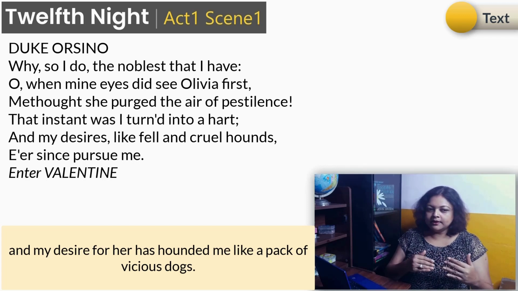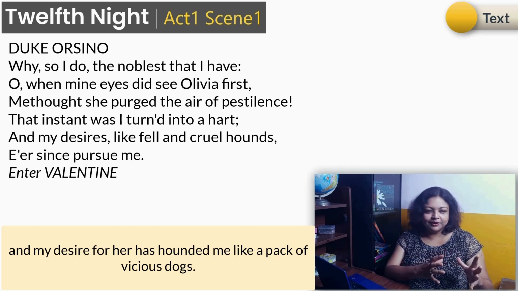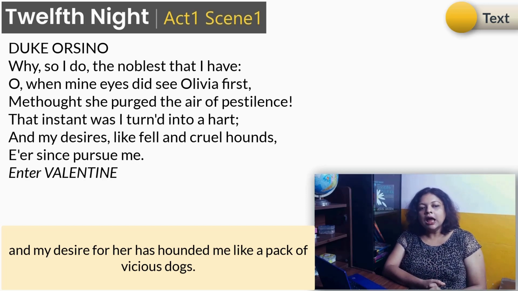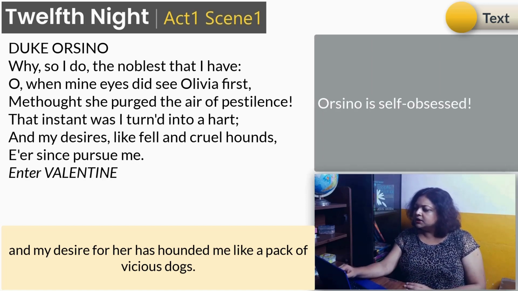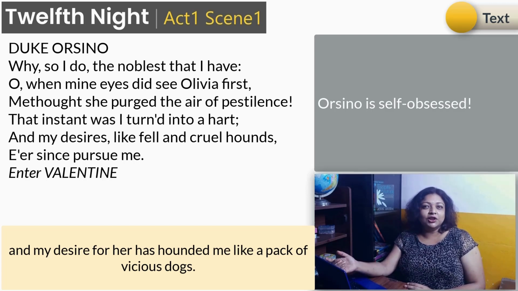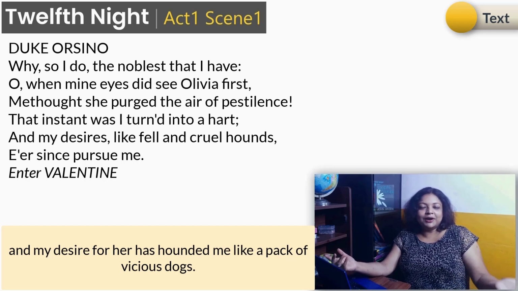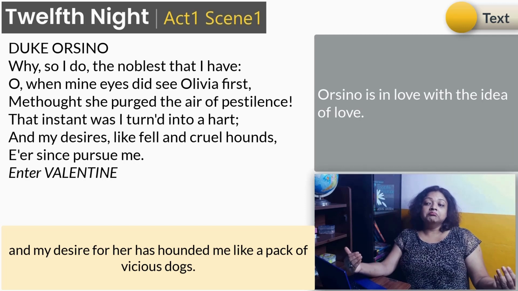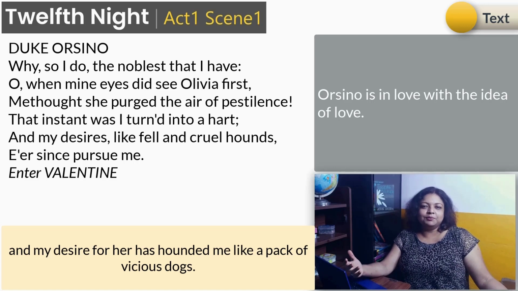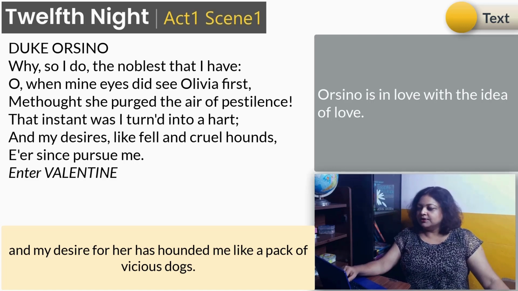So what we see is that there is violence in the image that is created in front of our eyes, but there is also a lot of self-obsession. How many times have we heard him speak the name of Olivia, and how many times has he talked about himself and his own desires? So Olivia is like an excuse. It's like this guy is in love with the idea of love. It's like being in love is trendy. If you are a young, mature man, then you should have a girlfriend. That kind of sentiment is running very strongly in Orsino.